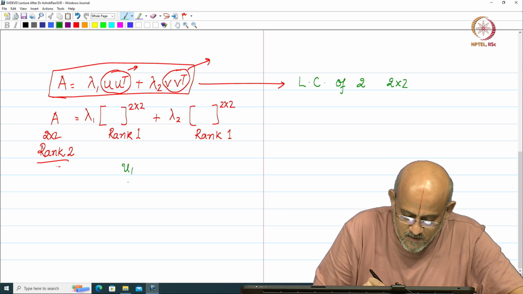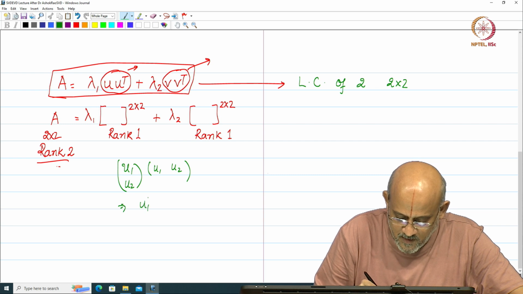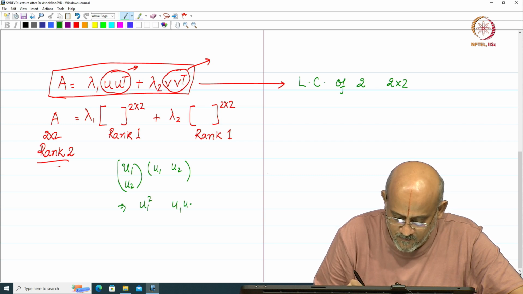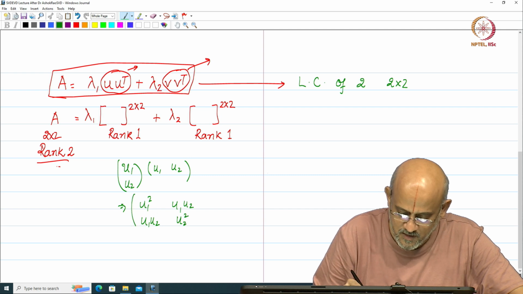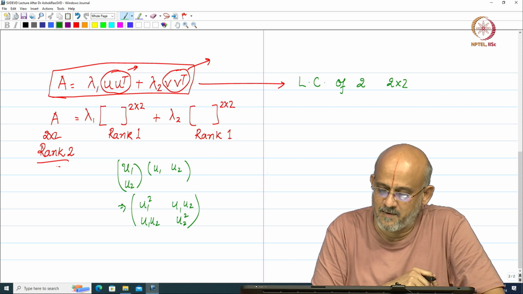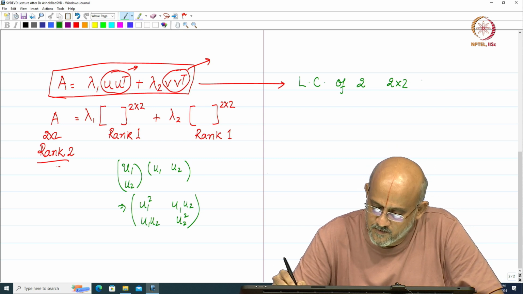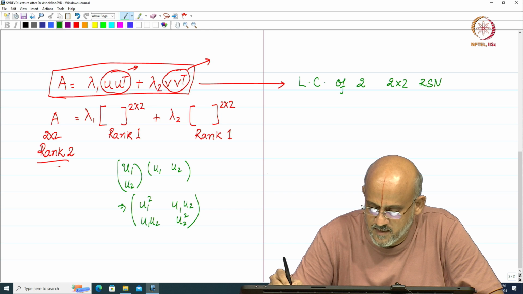If you see U1, U2, this is the vector U, and this is U1, U2. So you're going to have U1 square, U1 U2, U1 U2, and U2 square. So this is the matrix. It's a symmetric matrix. It's a real matrix, a real symmetric matrix. So we are going to write this as a linear combination of two 2 by 2 real symmetric matrices, but only thing is of rank 1.